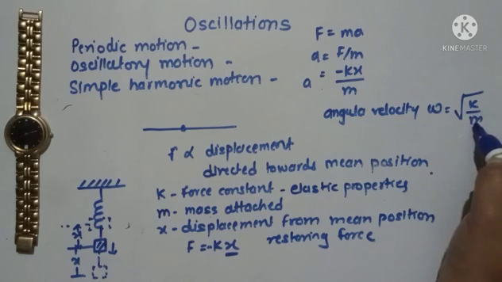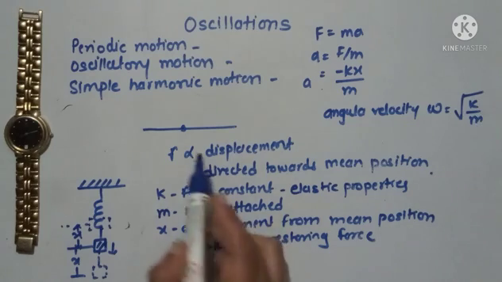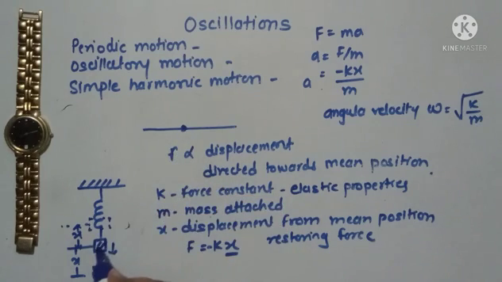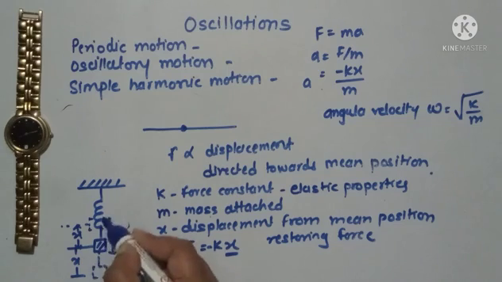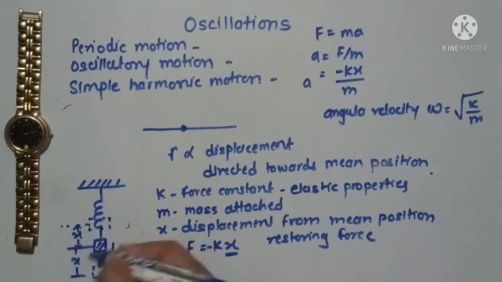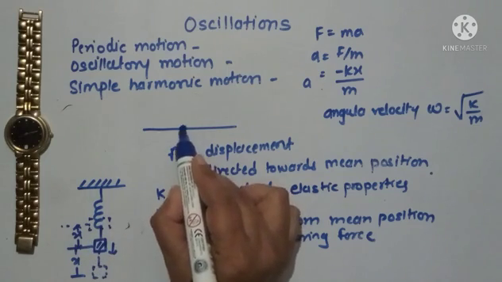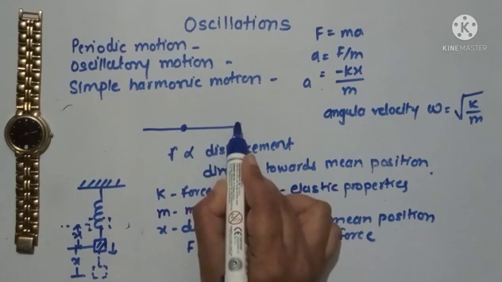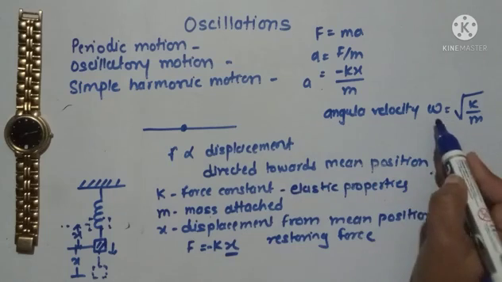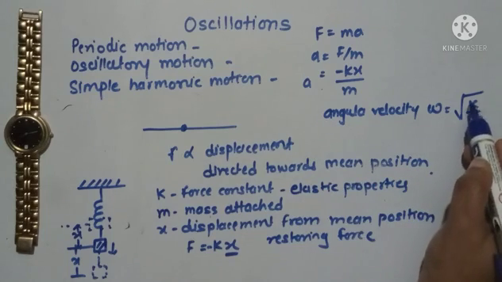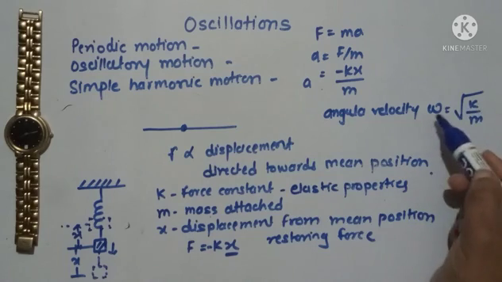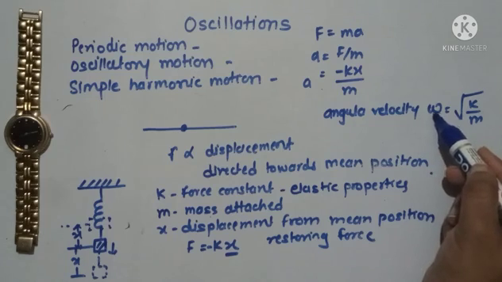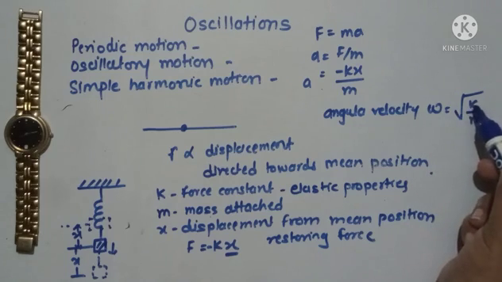But it is inversely proportional to the mass, because if the object has more mass, its angular velocity will be smaller, because if the object is heavier, it will take more time to reach a particular displacement. So omega is inversely proportional to the mass, but directly proportional to the force constant.